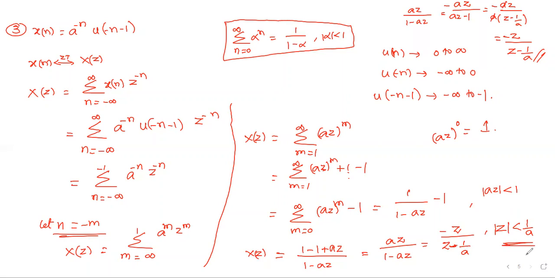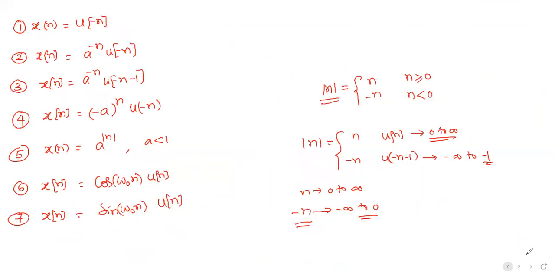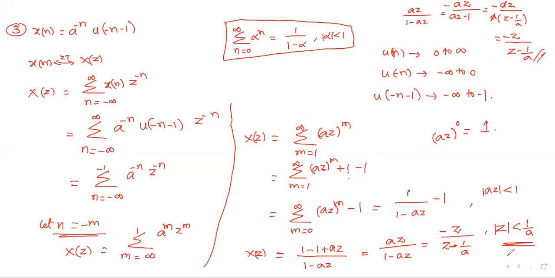Next, what is the fourth one? The fourth one is minus a whole power n, u of minus n. So now the fourth one, x of n is equal to minus a whole power n u of minus n. If you practice more problems, then it will be easy to remember in the examination also.